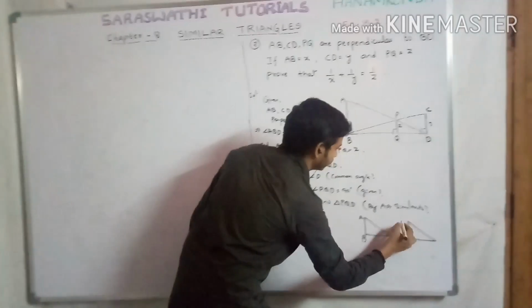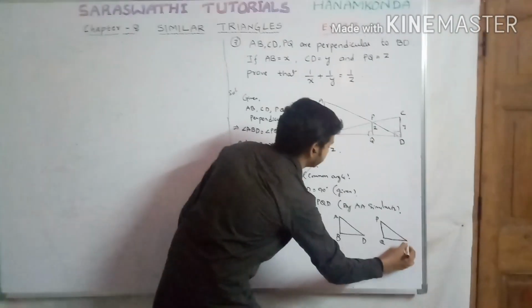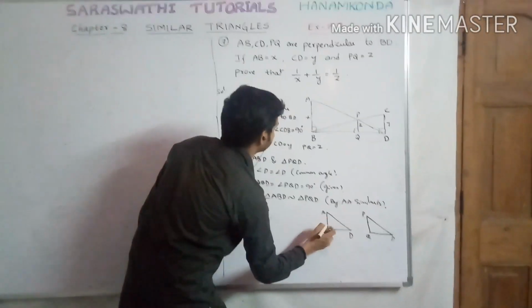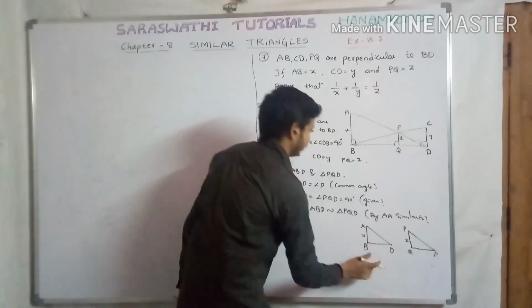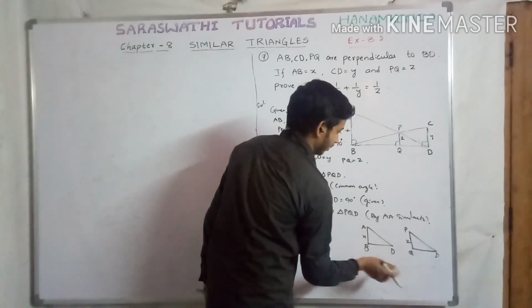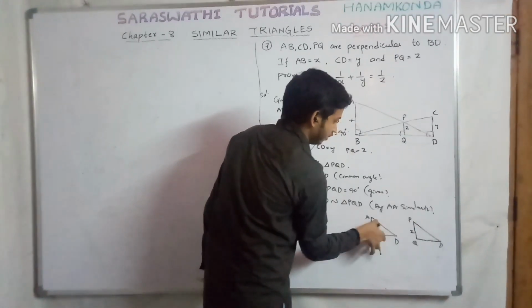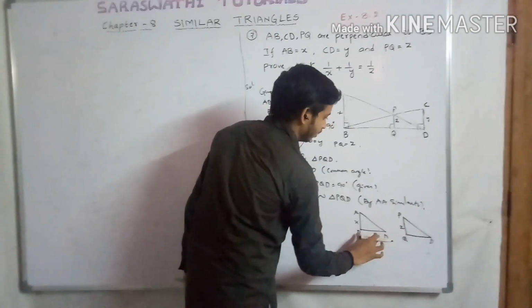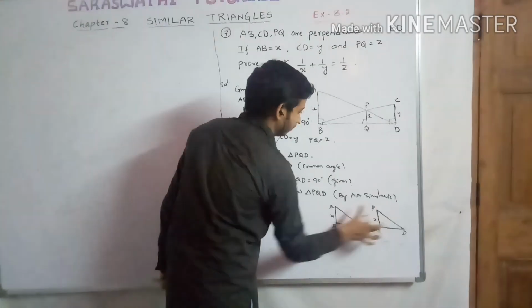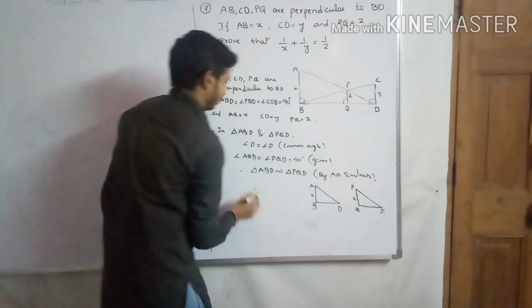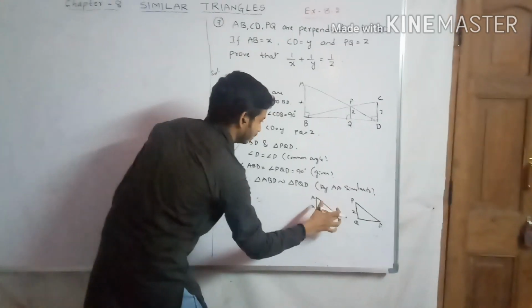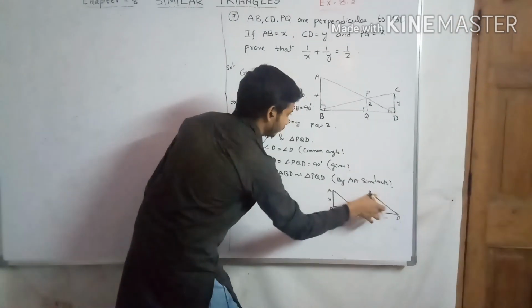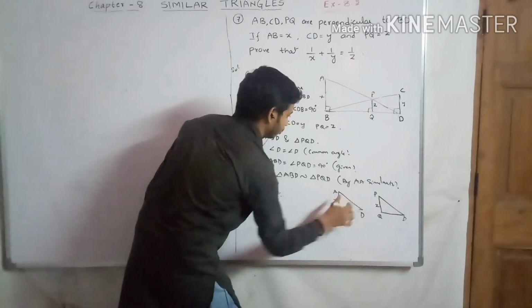ABD and PQ. So the AB value is given as X and the PQ value is Z. Since these two triangles are similar, we can write PQ by AB equal to QD by BD equal to CD by AD, by triangle similarity. So we can write BD by QD equal to PQ by AB.